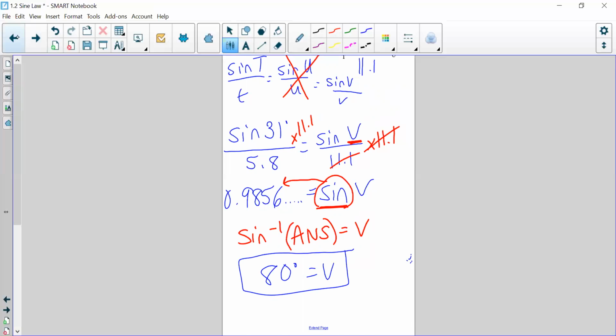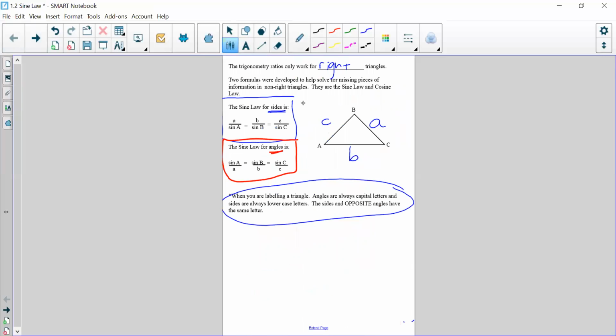So the only extra step when you're looking for an angle is to remember to do sine -1. The main point of this lesson is use the appropriate formula for side or angle, plug in your information. There will always be a multiplication. And then if you're looking for angles, there's the extra step of doing sine -1.